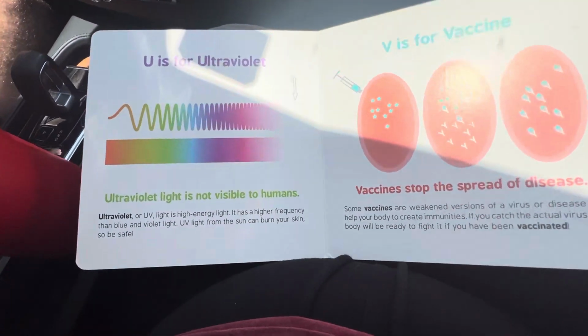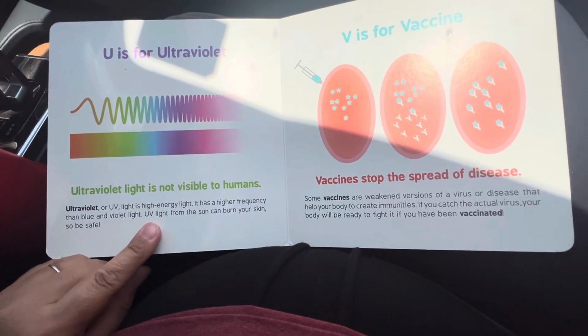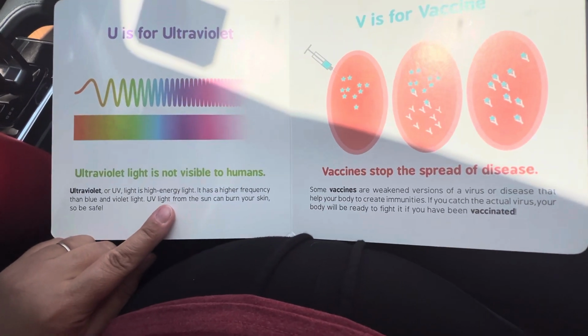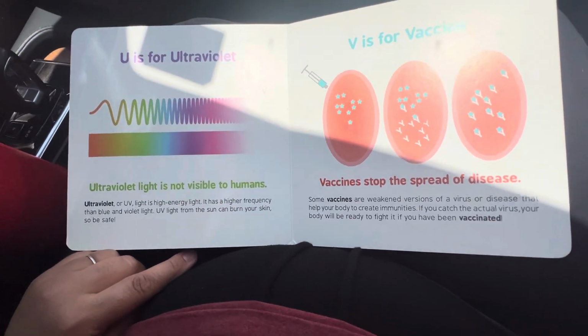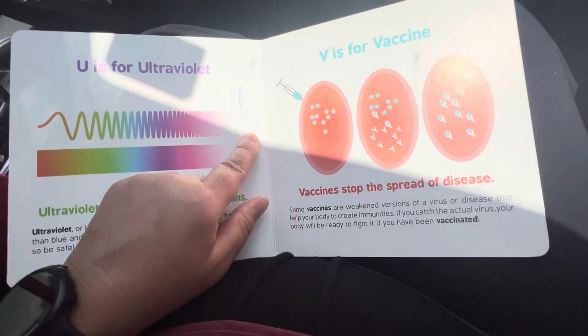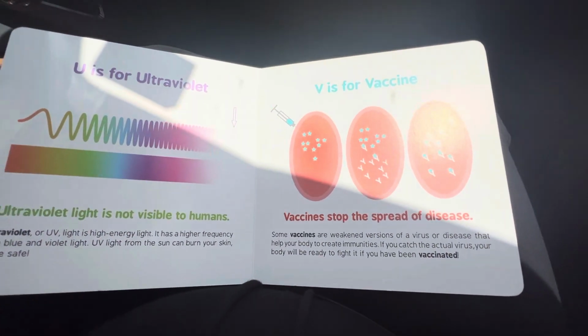U is for ultraviolet. Ultraviolet light is not visible to humans. Ultraviolet or UV light is high energy light. It has a higher frequency than blue or violet light. UV light from the sun can burn your skin, so be safe. It would be up here. So they might have printed it on the page, but we can't see it.